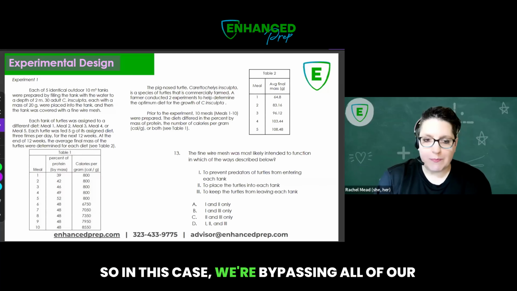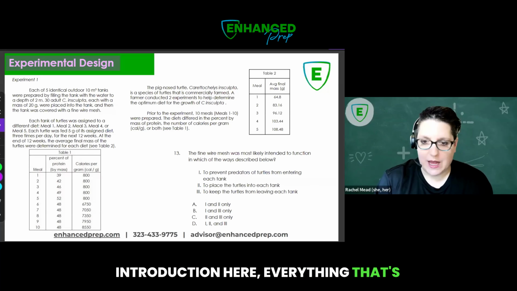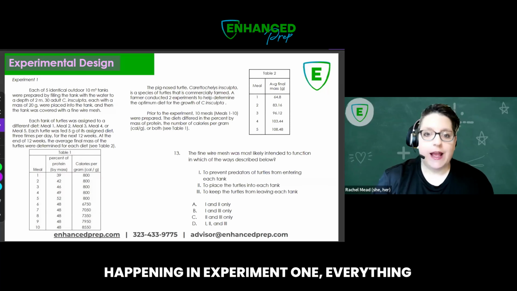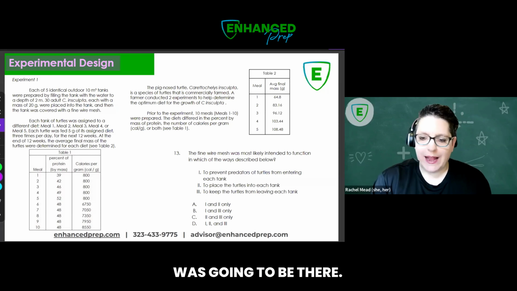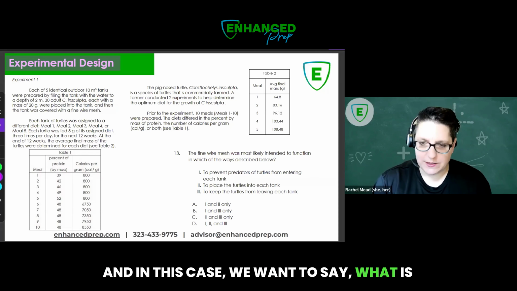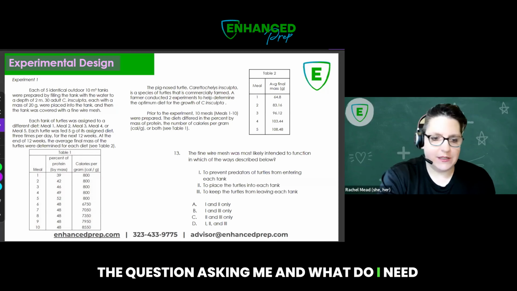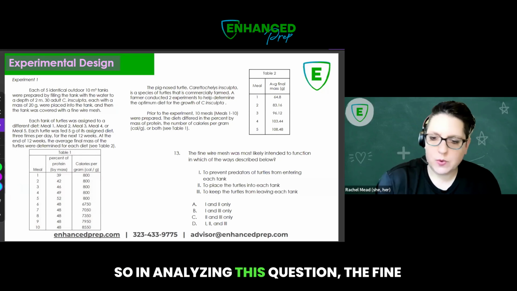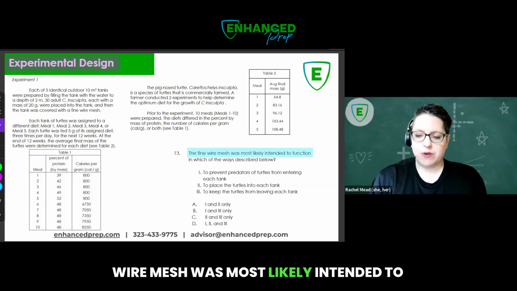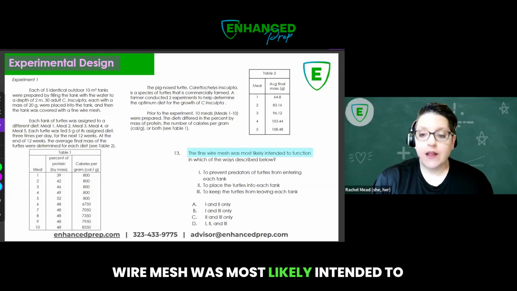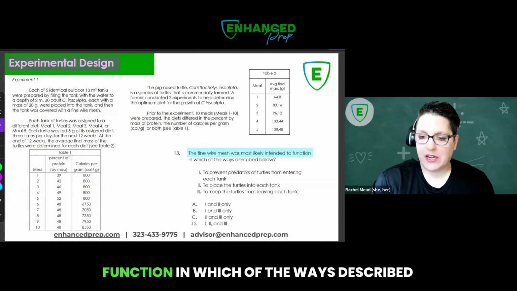So in this case, we're bypassing all of our introduction here, everything that's happening in experiment one, everything that's happening in experiment two, if it was going to be there. And in this case, we want to say, what is the question asking me and what do I need to know? So in analyzing this question, the fine wire mesh was most likely intended to function in which of the ways described below?